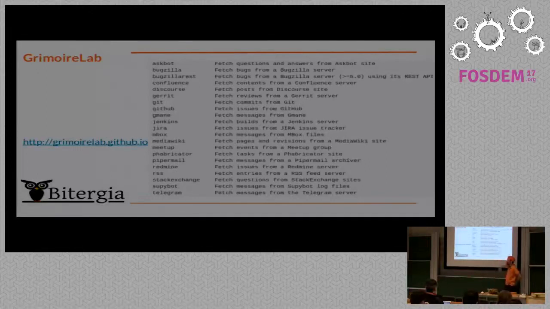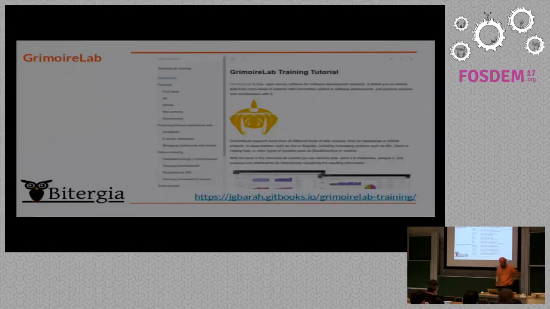This is the list of backends that Perceval and GrimoireELK are supporting right now. There you can see all the things like, I don't know, Meetup, Phabricator, Pipermail, Stack Exchange, Gerrit, Gmail, and many others.